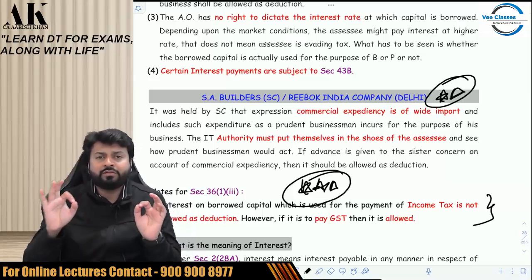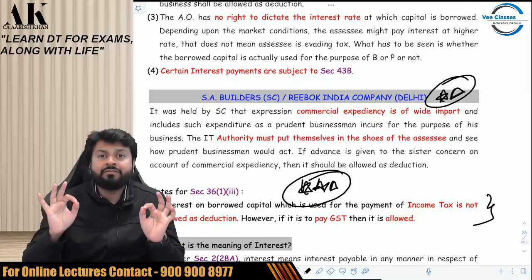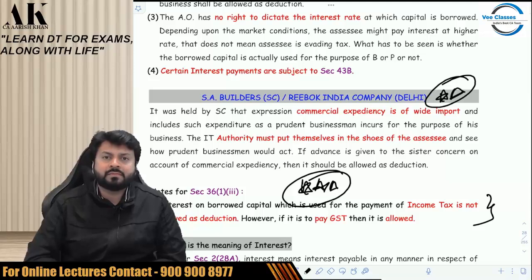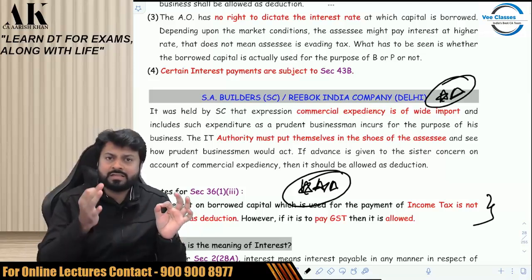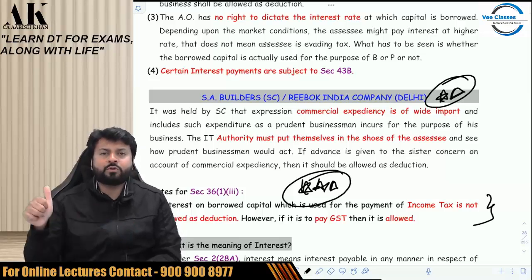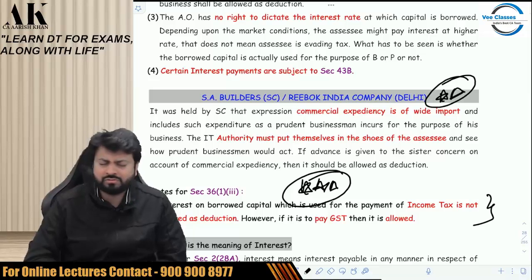So you have to look into the facts and circumstances of every case. Every fund given to a sister concern is not diversion of funds. Every fund given to a sister concern is not tax evasion. So you cannot have a general thumb rule that money given to a sister concern is disallowed. No, no.